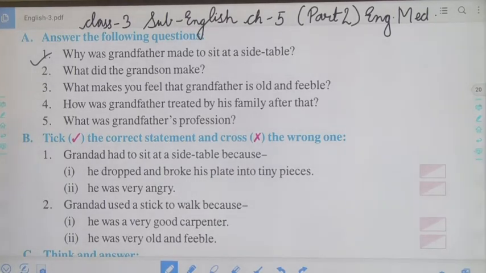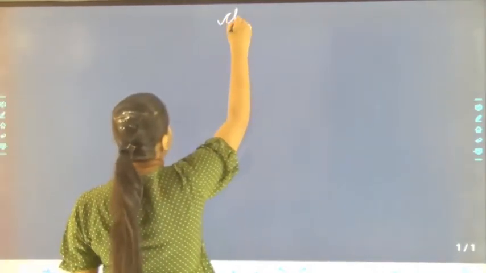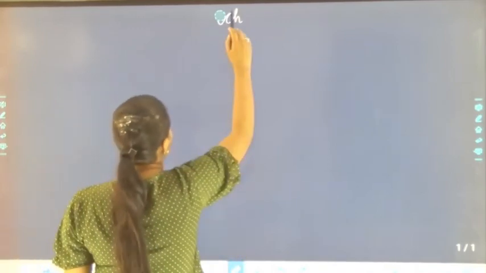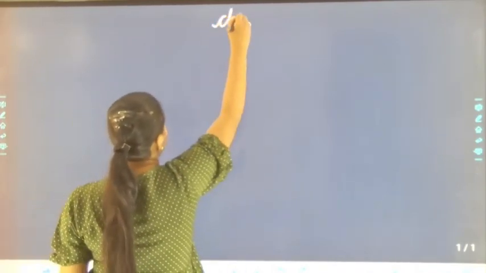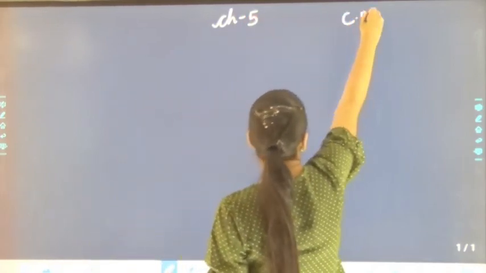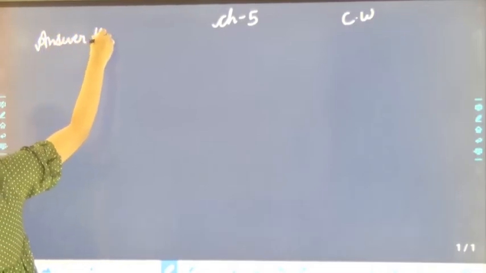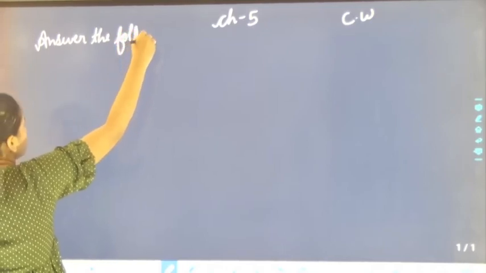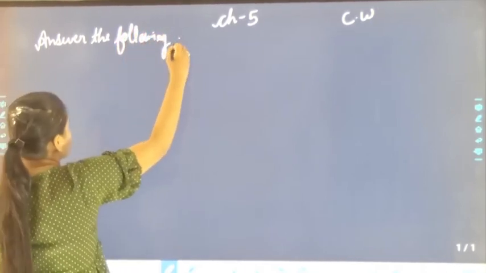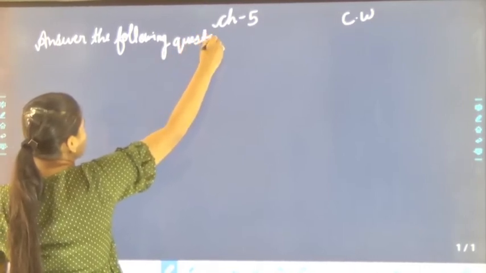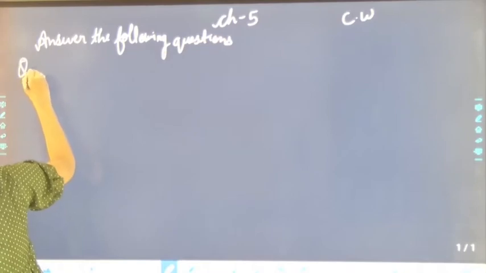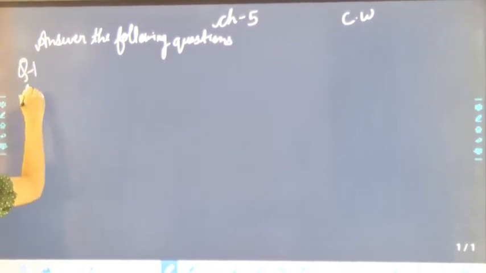Okay, start with the first question. First you have to write the chapter 5 CW and you have to write, answer the following question. Students, you have to write the question number 1 from your book. I will write the answer.